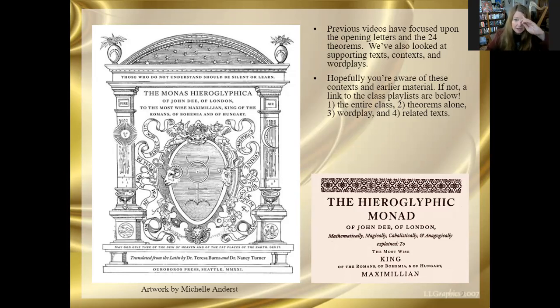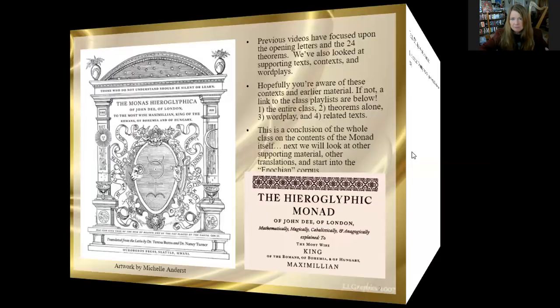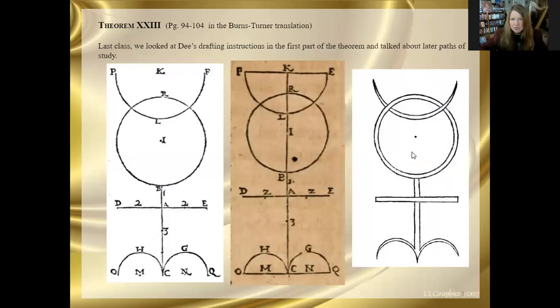So I've assumed that you know who John Dee is, you know what the Monas Hieroglyphica is, and now I'm just hoping that you understand the Monas Hieroglyphica, because that's been the whole point of this course. It's been one of the joys of my life translating it and then getting to share it with all of you. So, like I said, we'll look at the other supporting materials and things you can do with the monad later on, but just a quick recap about Theorem 23.